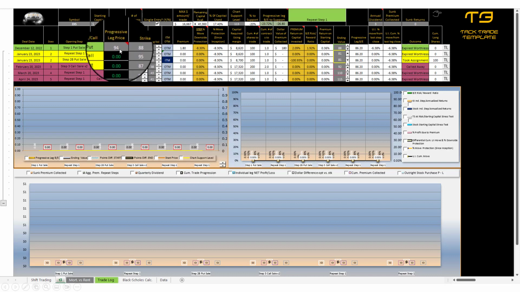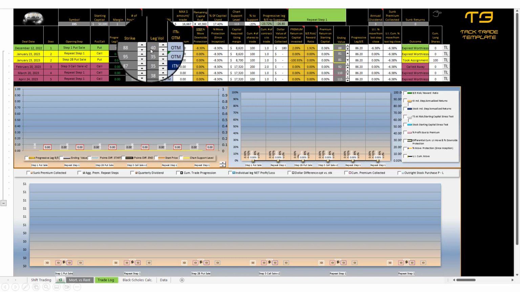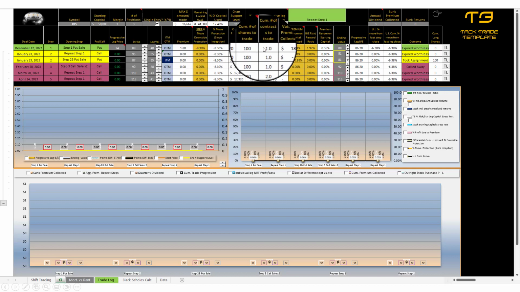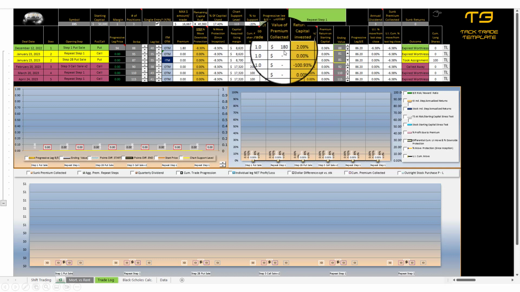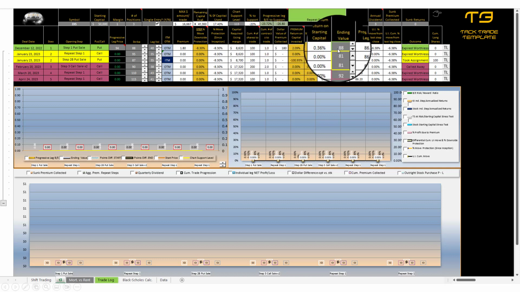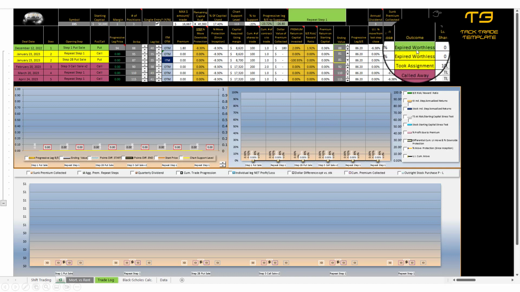So stock was at 94, sold at 88. I got filled at $1.80. That brought the implied vol up to 40. On a single contract, which is the same as 100 shares, brought in $180 in credit. And I'm just going to assume that at the end of the 30-day option cycle, the stock finished at exactly 88, which was the same strike that we sold. We're also going to assume that this option expired worthless and there was no assignment.